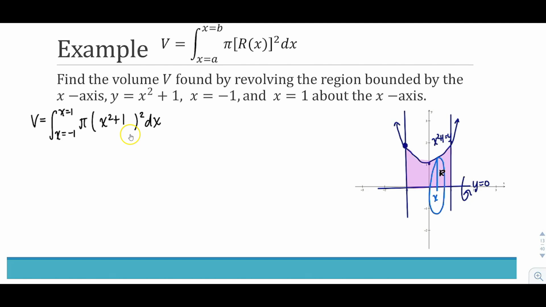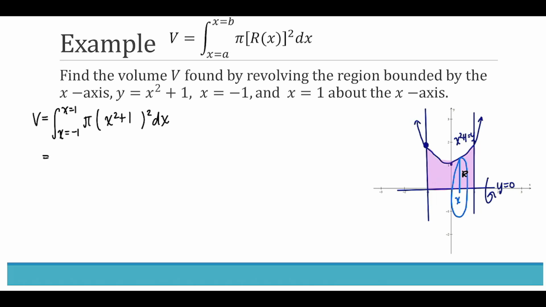So this is going to give us our volume, so now we'll go ahead and evaluate this definite integral. So I'm going to start by factoring out a pi times the integral from -1 to 1 of x to the 4th plus 2x squared plus 1 dx after distributing. And now what I want to recognize is that the integrand is an even function.